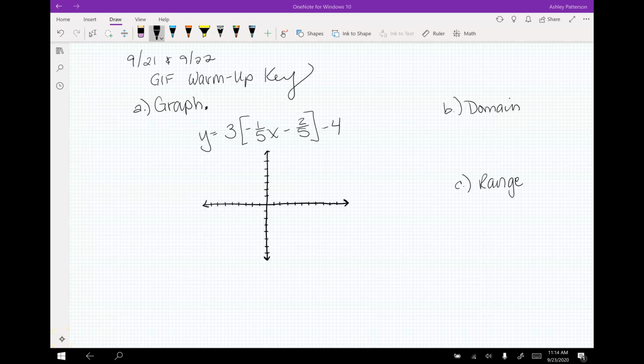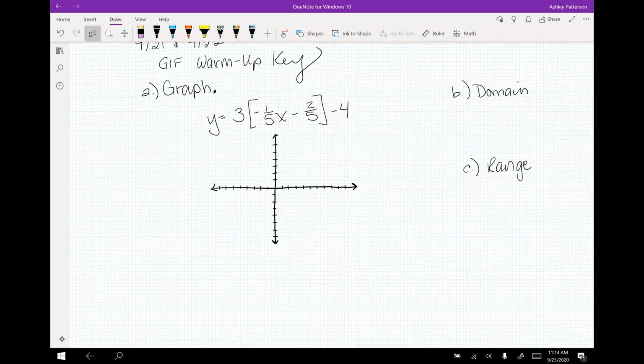All right, let's see how we did. So depending on whether you are in second, third, or fourth period, you had this warm-up either Tuesday or Wednesday of this week. So a couple things. Immediately I see there is a B value, and we have to factor out the B value.